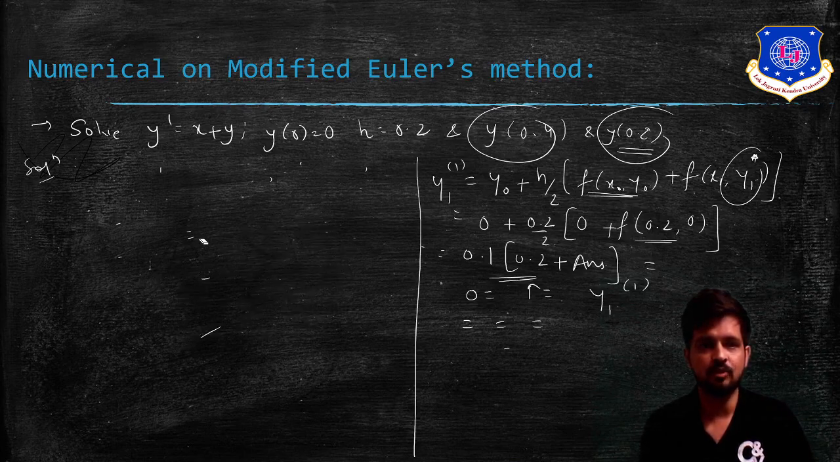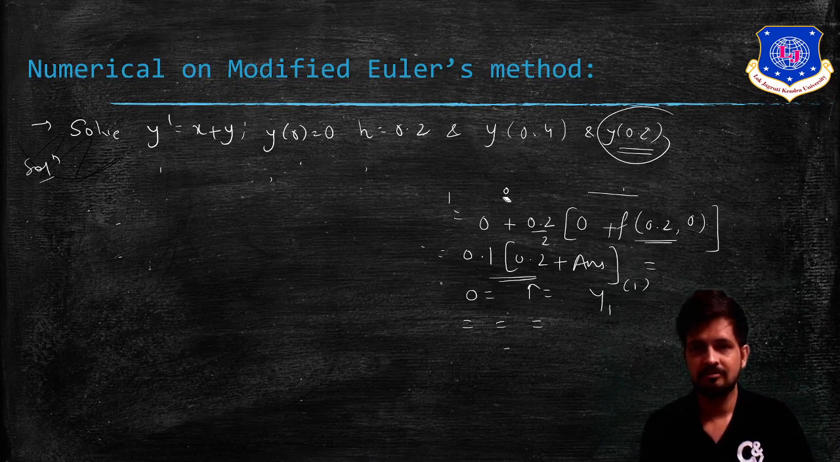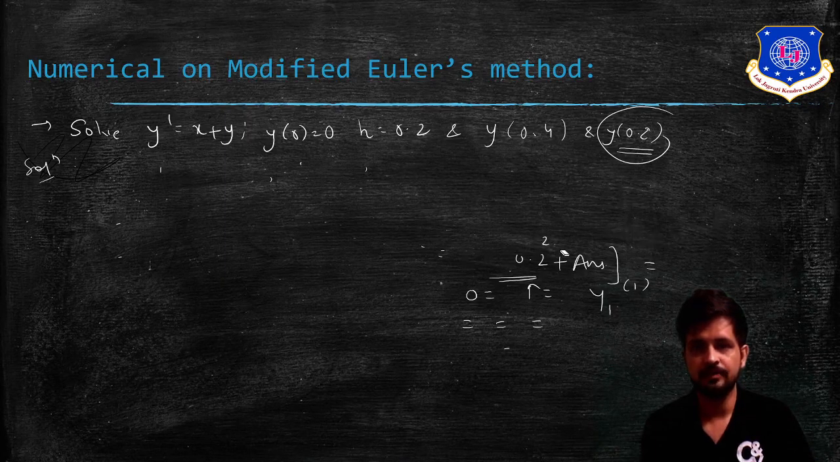y1 is our y of 0.2. So what is our y of 0.2? y of 0.2 is 0.0222. Okay, now using this, we have to find the value of y2. How we can find the value of y2? Let us see that. Let me erase everything.